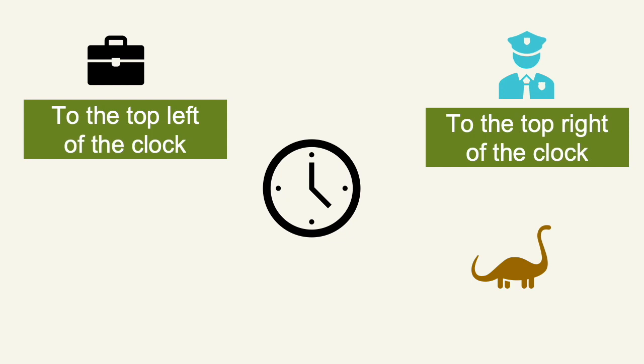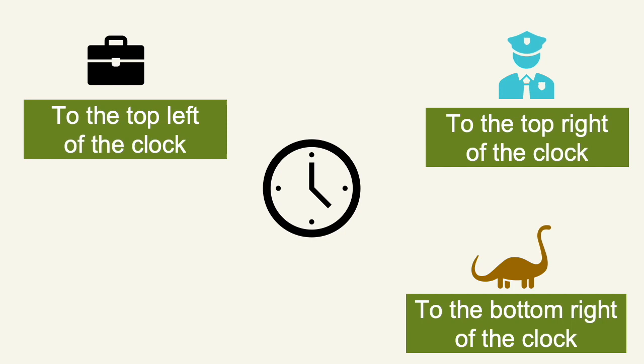Okay, let's draw a dinosaur over here. Now, the dinosaur is below, right? And on the right side. But on a surface area, it's better to say bottom instead of below. So, bottom right. So, there is a dinosaur to the bottom right of the clock.